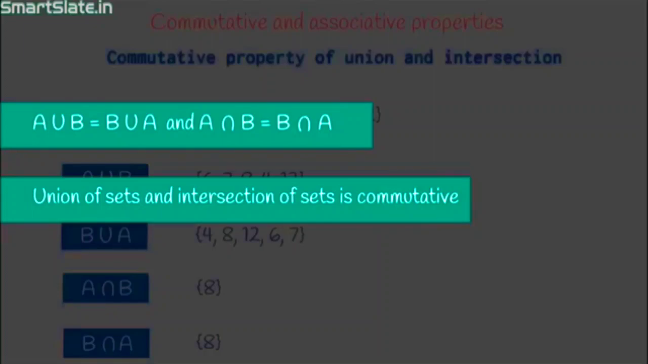Let's find out if the associative property holds true with set operations. First, let's check the associative property with respect to union. Let's consider three sets. Set A consists of elements 6, 7, 8, set B contains 4, 8 and 12, and C consists of 5 and 6.